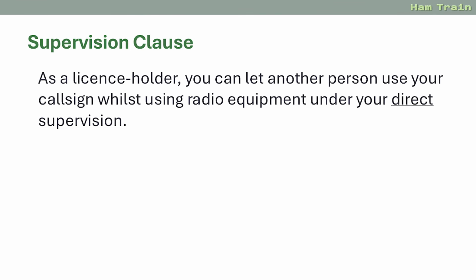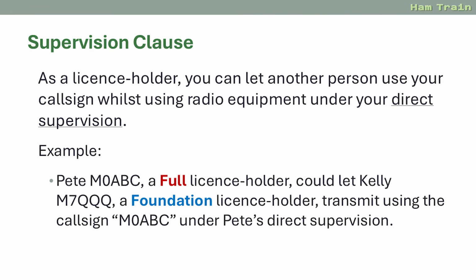I mentioned the supervision clause a bit earlier. As a UK licence holder, you can let someone else use your call sign and your radio equipment as long as it's under your direct supervision. So let's look at an example. Pete, M0ABC, who is a full licence holder, could let Kelly, M7QQQ, who is a foundation licence holder, transmit using the call sign M0ABC as long as it's under Pete's direct supervision.